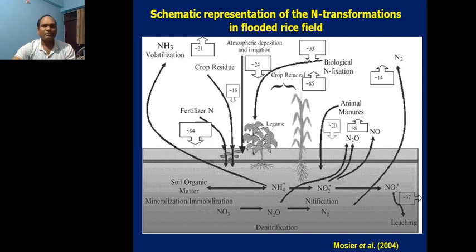Leguminous and other crops can fix nitrogen through biological nitrogen fixation mechanisms from the atmosphere, and subsequently crop residue can be incorporated within the soil environment, and also rooting material are also incorporated within the soil environment after these crop cycles.